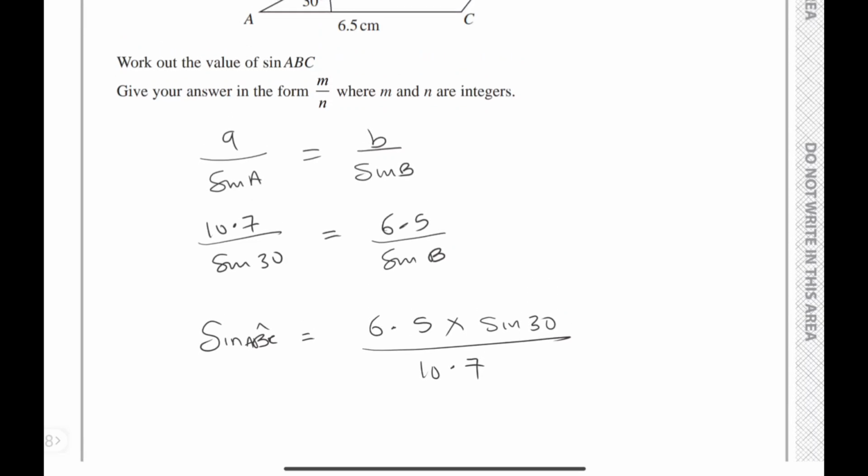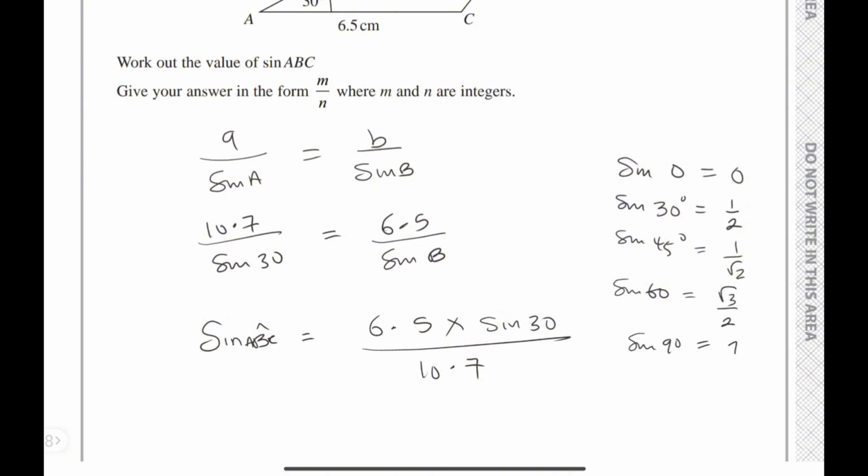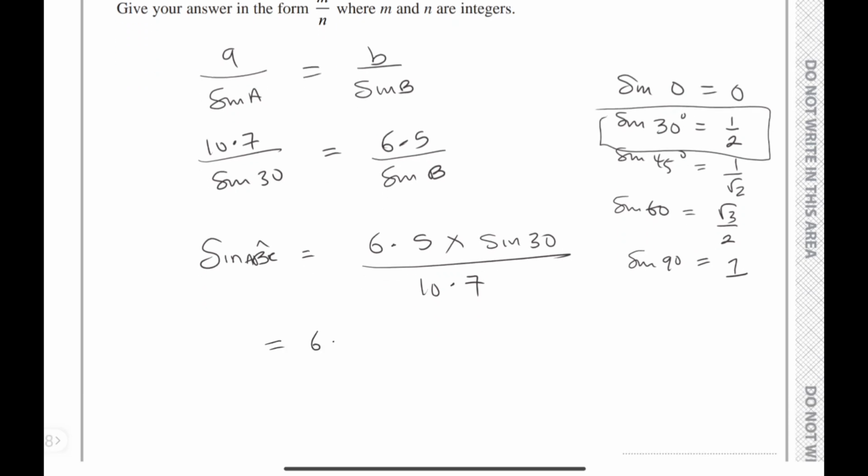From the quadrant, sine 0 is equal to 0. Sine 30, if I'm not wrong, should be equal to a half, and sine 45 should be equal to 1 over root 2, and sine 60 should be equal to root 3 over 2, and sine 90 should be equal to 1. So this is what we need. Sine 30 is a half. So that will be 6.5 times 0.5 divided by 10.7.